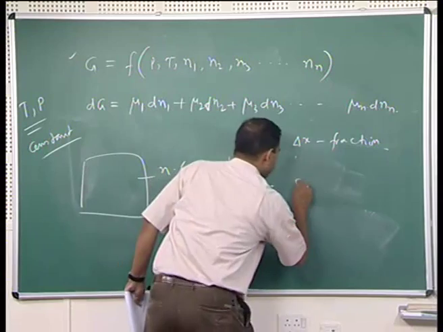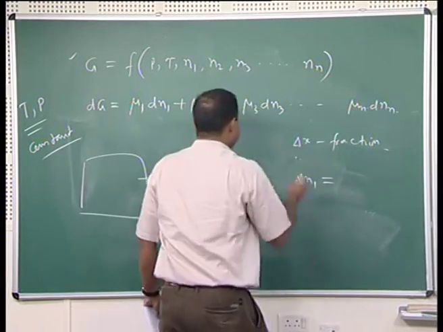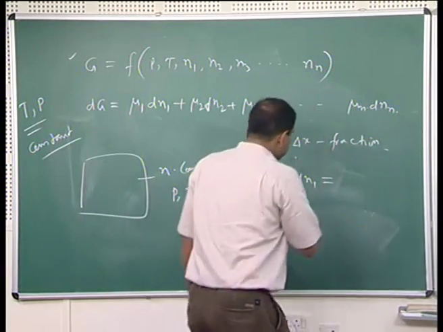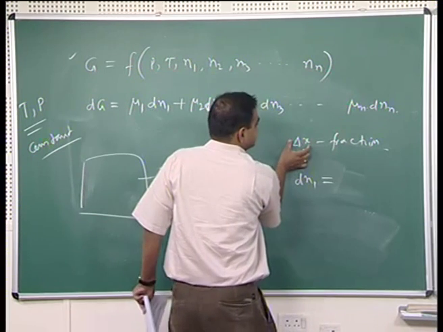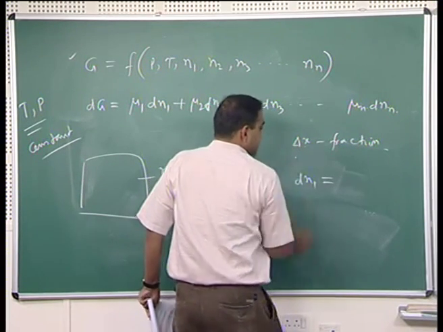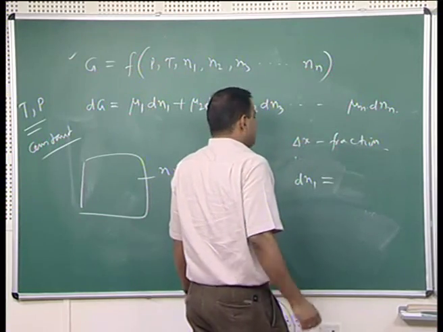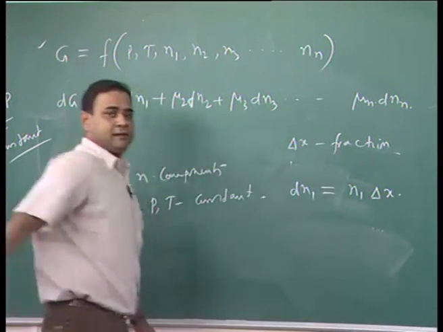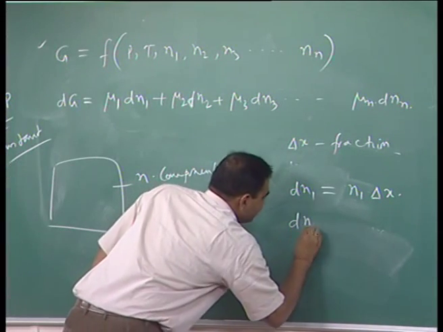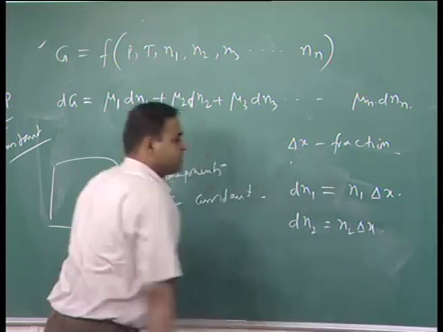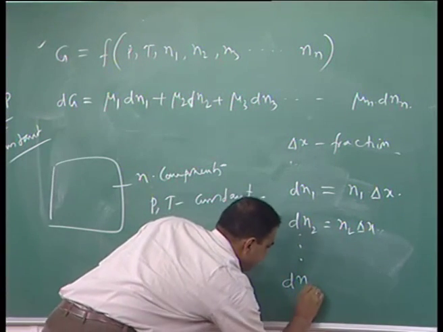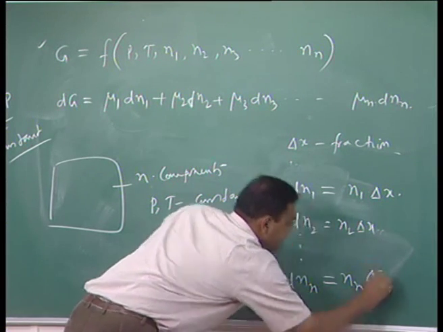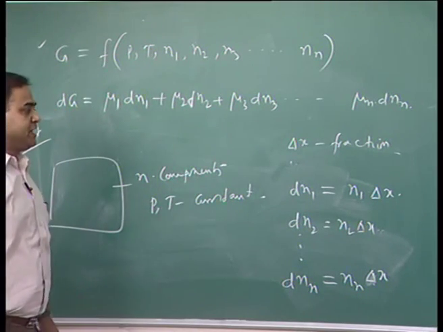Now, what would be dN1? If there is N1 number of moles for the first component, then dN1 would be the small change in the system, that is the fraction, times the total number of moles for the first species. So, N1 into del x. Same way dN2 would be N2 del x. Like that it would move. So, dNn would be equal to Nn del x, and del x is the small fraction of change in each component.